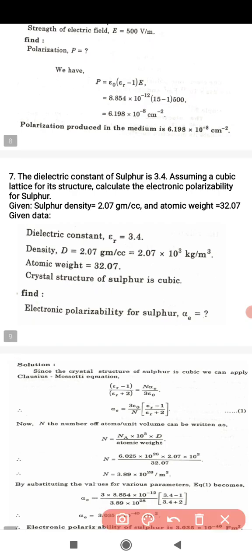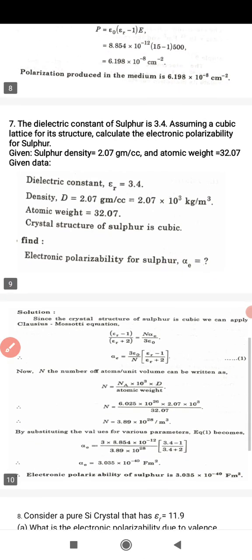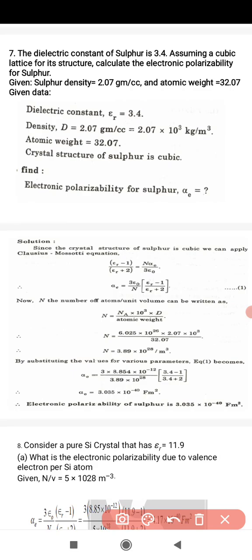The electronic polarizability alpha we can determine. Now we know the Clausius-Mossotti relation, that is epsilon r minus 1 divided by epsilon r plus 2 is equal to N alpha e divided by 3 epsilon naught. So alpha e, the electronic polarizability, we can determine, which is why we take it on the left-hand side. Rearranging the formula, we get alpha e equal to 3 epsilon naught divided by N into epsilon r minus 1 divided by epsilon r plus 2. Here we know the epsilon r value and the epsilon naught value.